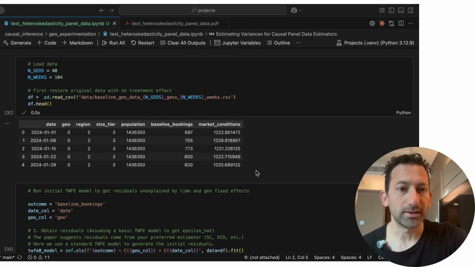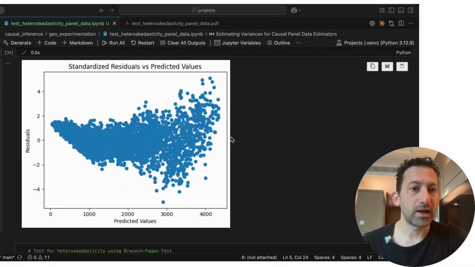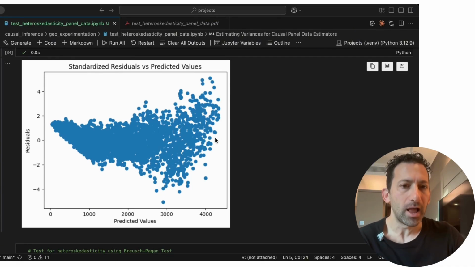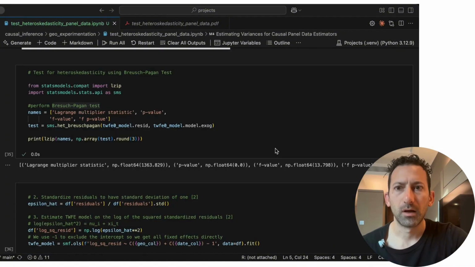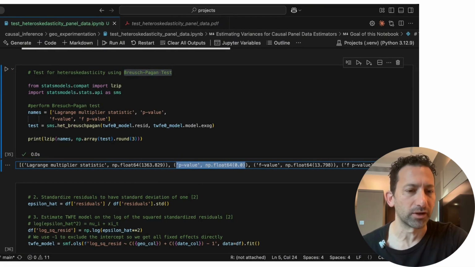So I start with simulated data. It's bookings by over 40 different markets with 104 different weeks, meant to represent 2 years of weekly data. And the first thing that we notice is heteroskedasticity is absolutely present. I estimate a two-way fixed effects model, and I get the predicted value of bookings for a time and unit. And I notice that the residuals have higher variance with a higher predicted value. So this is a clear sign of heteroskedasticity. I combine this with a formal test for heteroskedasticity, I'm going to butcher the pronunciation, which also suggests that it is absolutely present, but we've already seen that visually.